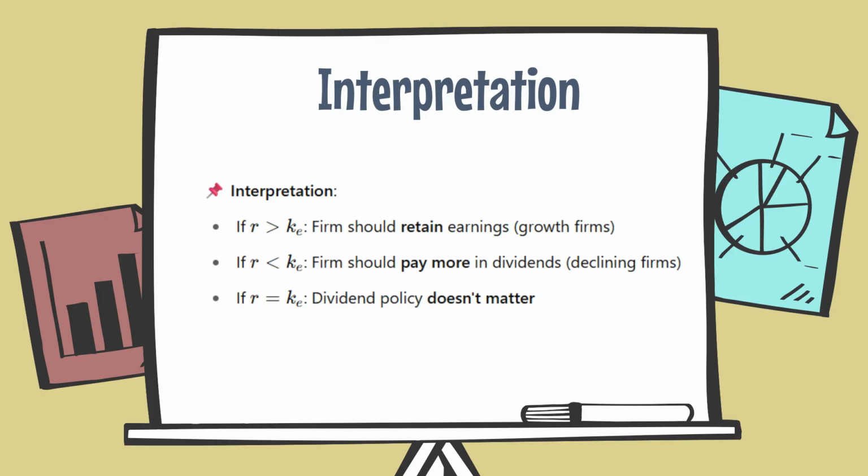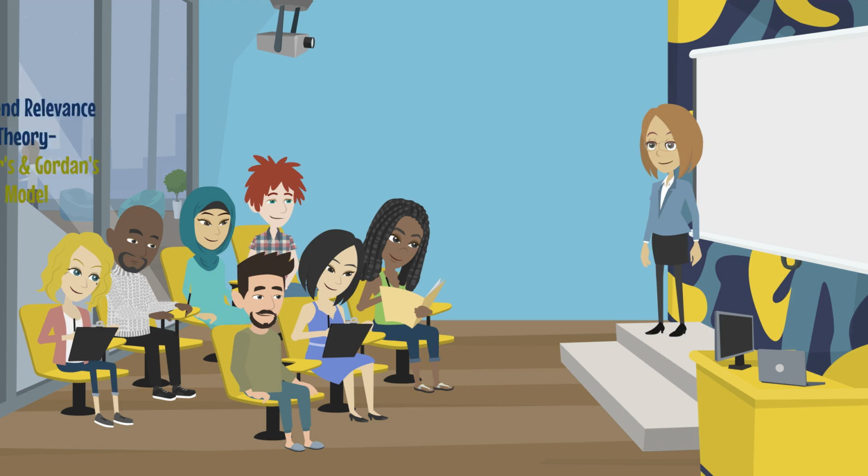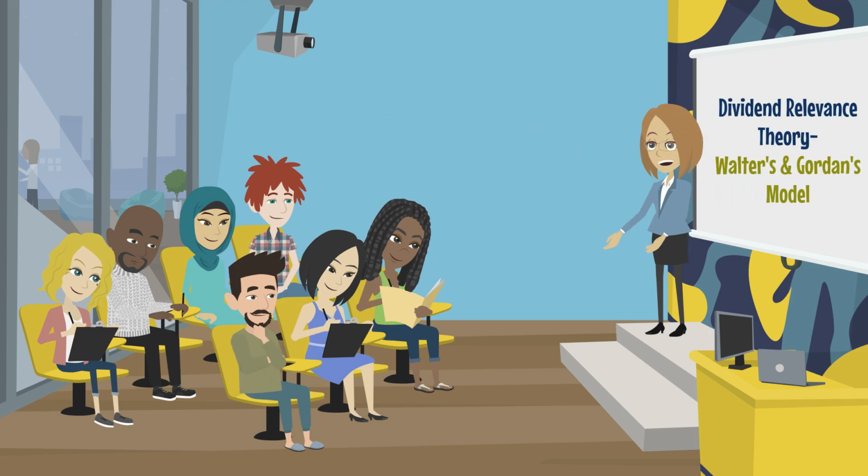If R equals KE, it doesn't matter whether profits are paid out or retained, both give the same result to investors. So, Walter's model shows that dividend policy is relevant in impacting the overall value. Class, I hope you have understood the Walter's model.